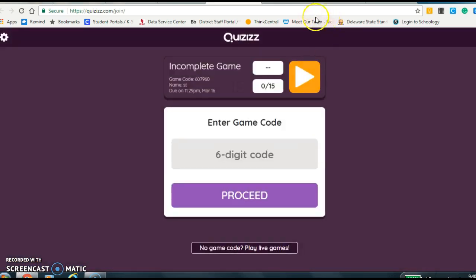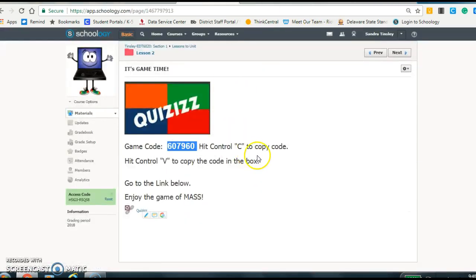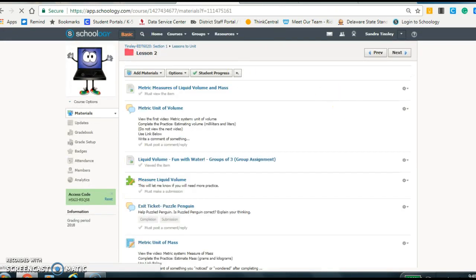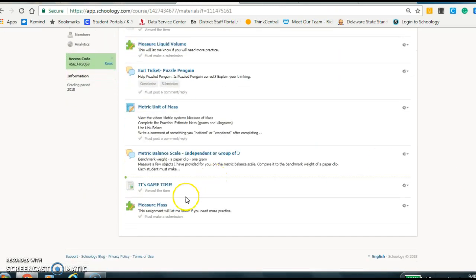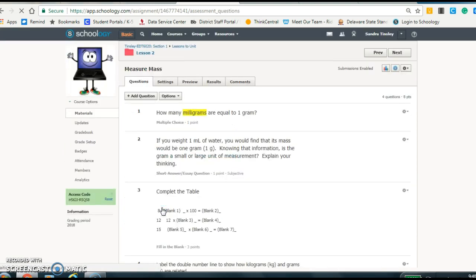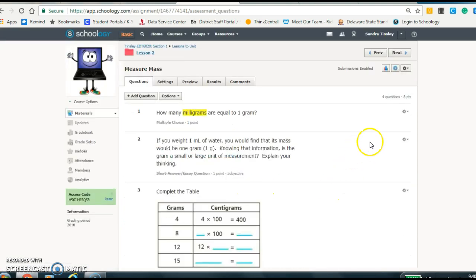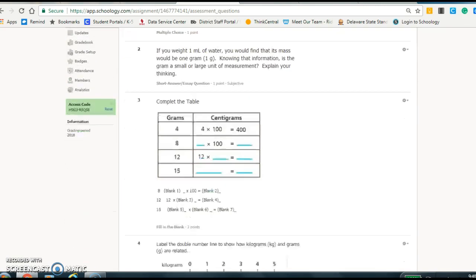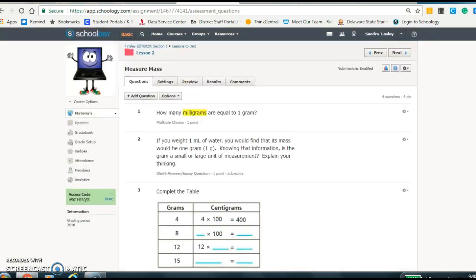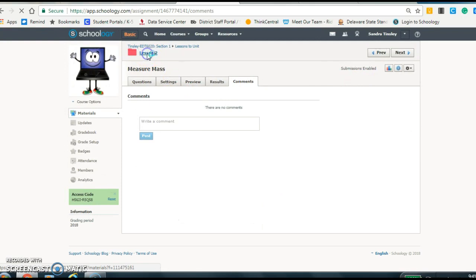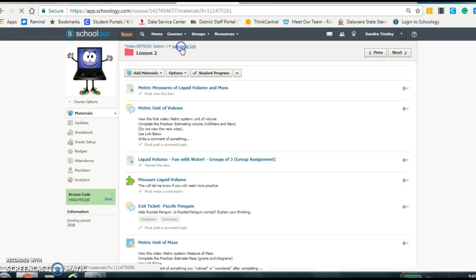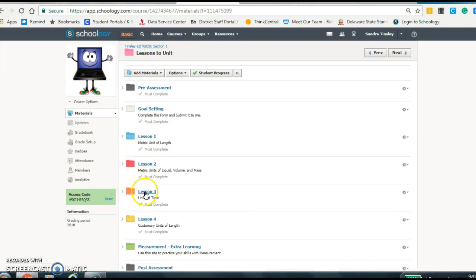They'll end the game, and they'll see how they do. And after they play the game, if they feel they're ready, they will go on with the next assignment of questions about math. We'll see how they do, and then they'll move on to the next lesson, which is lesson 3.